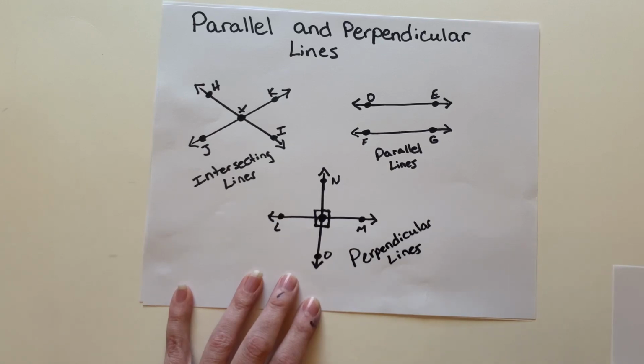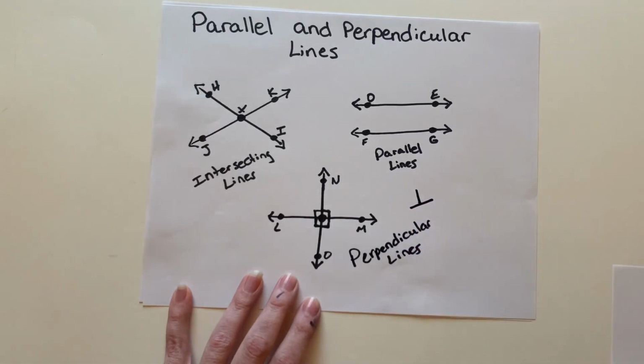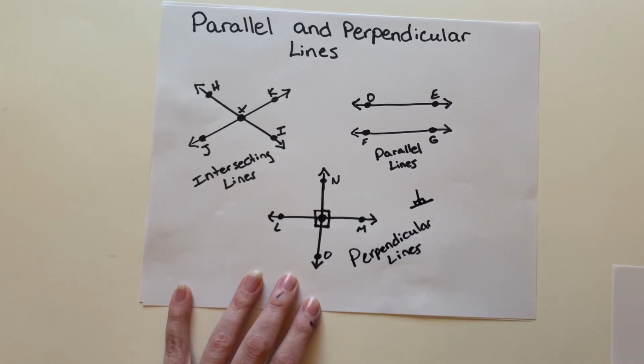But sometimes you may see it where they just cross like this, and you'll get 2 right angles. That would also be considered a perpendicular line.